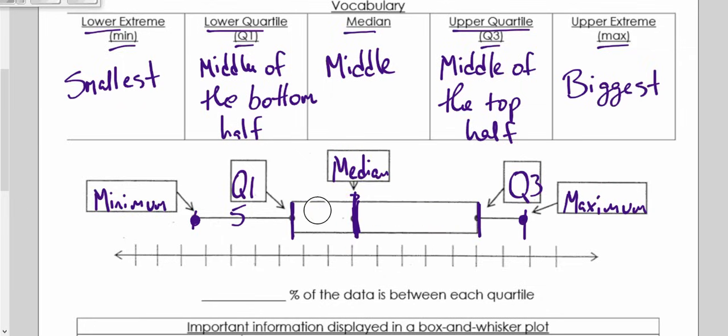25% lay in each of those sections. 25% is in each quartile. This is 25% of the numbers. This is 25%. This is 25%. And this is another 25%, giving us the full 100%.